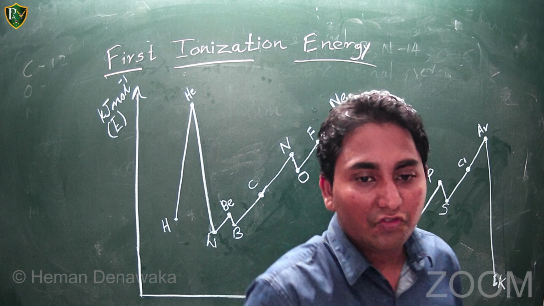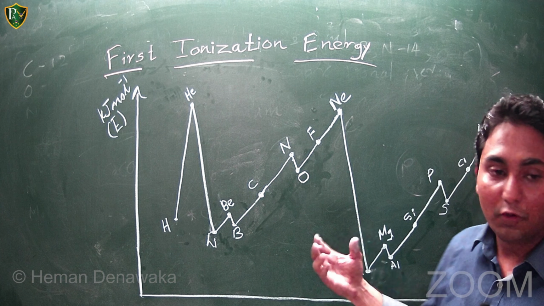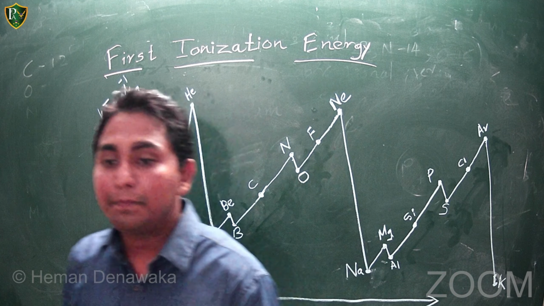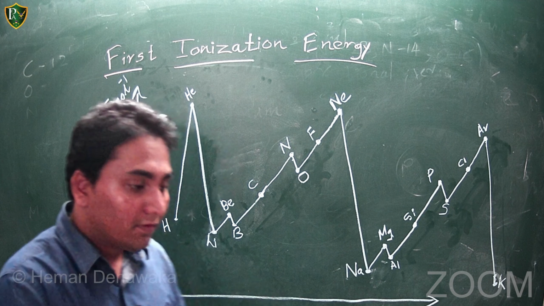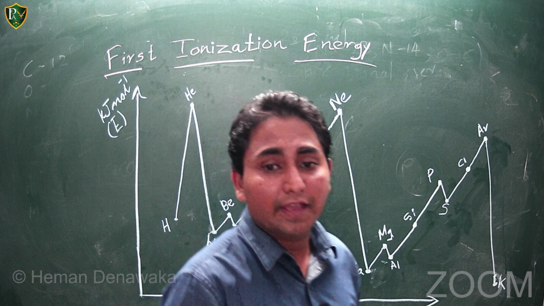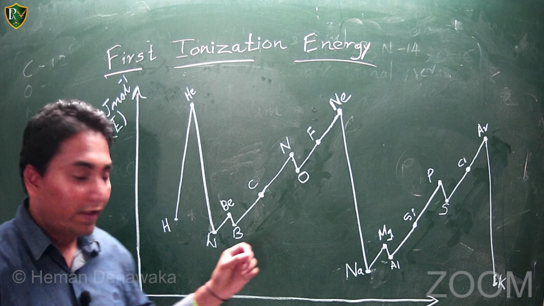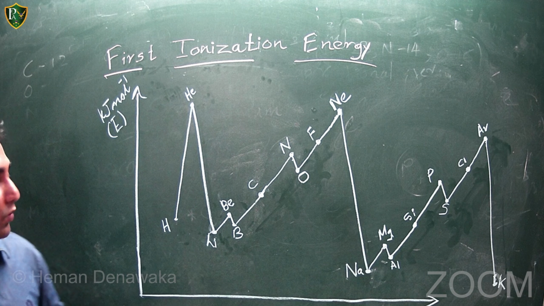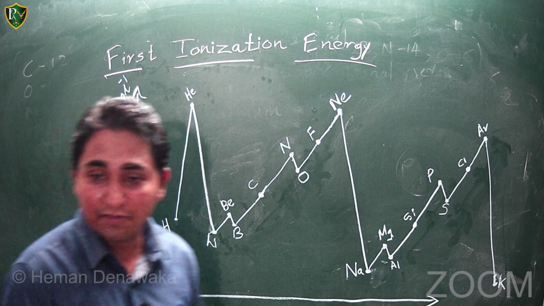What you will be questioned on is how the pattern varies across the period and across the group. You've got to base it on your concepts and understanding and say this. It's very easy. And also notice lithium, sodium, potassium. They have the lowest first ionization energy.